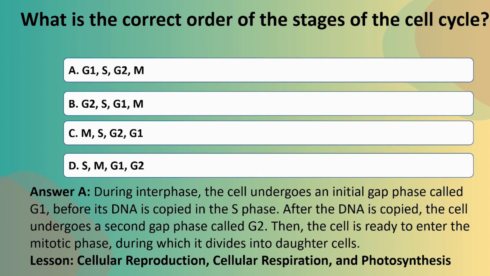And that's because during interphase, the cell undergoes an initial gap phase called G1 before its DNA is copied in the S phase. And after that, it's copied and goes into the second gap phase, like we already said. And then the cell is ready to enter into the mitotic phase, which divides into daughter cells.